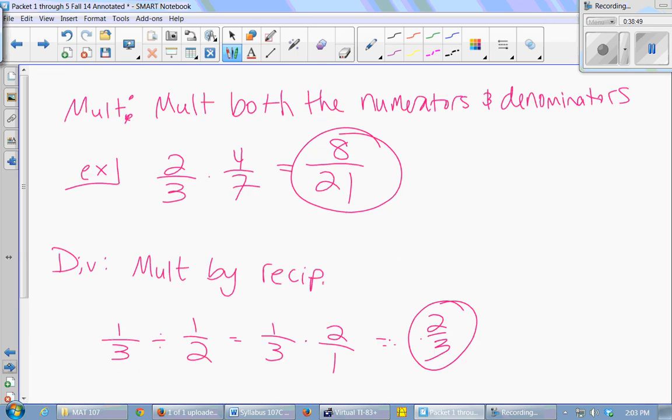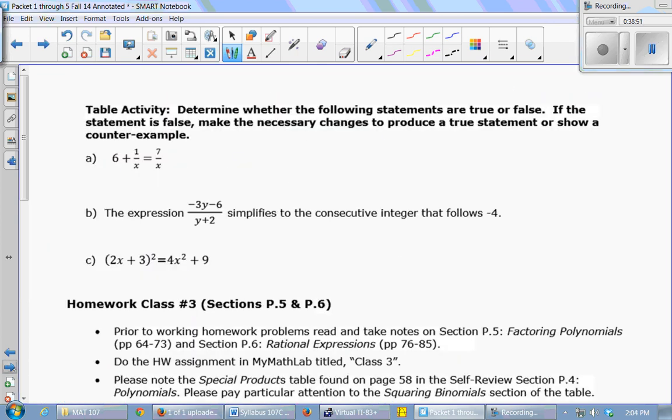All right. I have a little activity to close out class with your groups. I want you to determine whether each of these statements is true or false. And if it's false, change it to make it true.